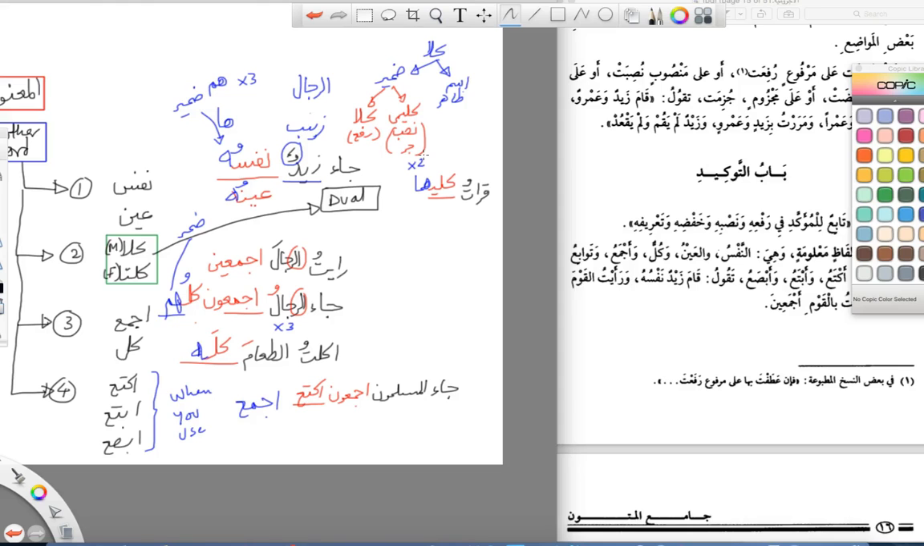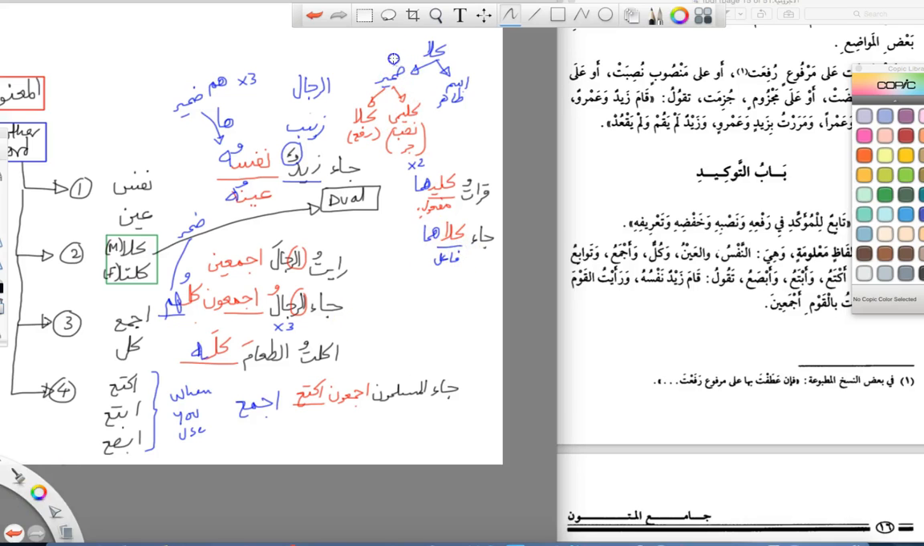Like the duals that we did, if you go back to duals, if you remember. Yeah, so with an alif or with a ya. So in other words, if you bring a damir after it, then if it's a nasab word, like in this case it's maf'ul bihi, you're going to say qara'tu kilayhima. It's in the nasab state. And if it's in the rafa state, for example, if I said something like this, Ja'a kilahuma. Yeah, so now it's in the rafa state, it's the fa'il.